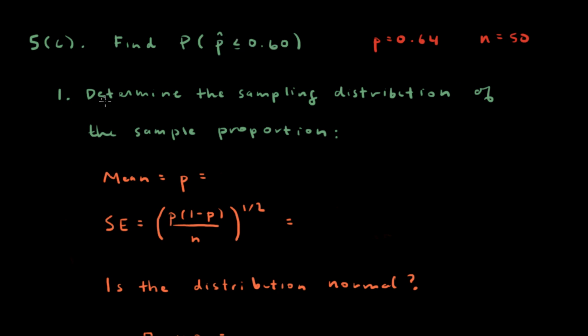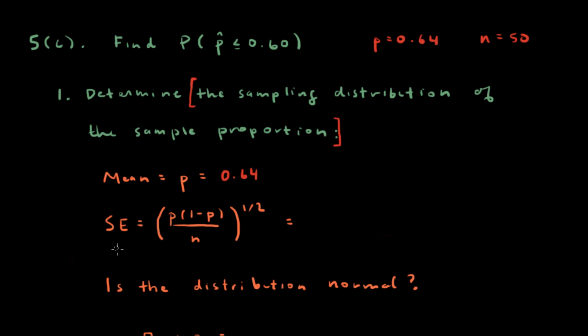To do this, first thing you want to do is determine the sampling distribution of the sample proportion. So it's a lot of words, but it's all one concept. To figure out this sampling distribution of the sample proportion, you want to figure out the mean, standard error, and the shape. The mean of the sampling distribution is always the same as the population mean, or in this case the population proportion. So this is 0.64. The mean is always the easiest part.